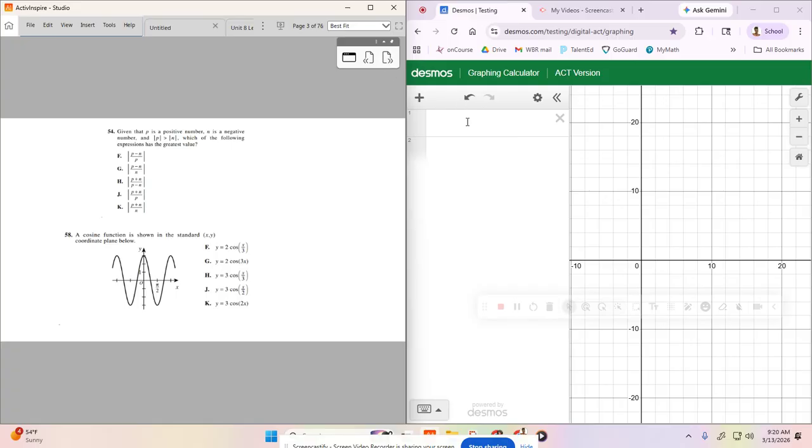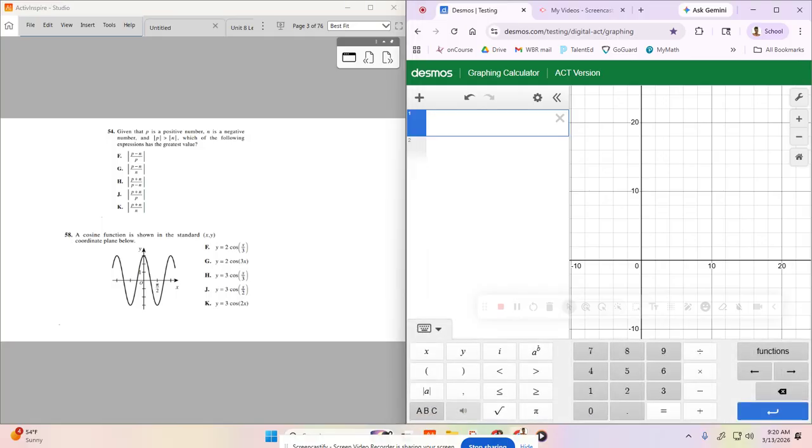All right, in 54. First of all, remember, I got P and N, I'm changing it to X and Y. But in 54, it says, given that P is a positive number, N is a negative number, and the absolute value of P is greater than the absolute value of N. That means the digit has to be bigger for P. Which of the following expressions has the greatest value? Okay, so I'm just going to say P has to be a bigger digit. I'm going to make something up. I'm going to let P be 5. And I'm going to let N, since it has to be negative and a smaller digit than 5, be -2. All right?